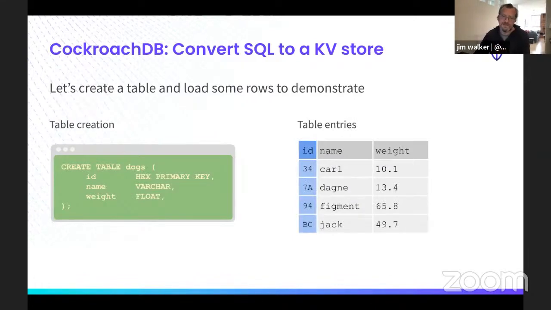Here's a table called dogs: ID, name, and weight. ID is obviously the primary key here. Here's a couple of entries, right? And so this is the old world relational. We still do the same thing. Underneath the covers, this is what Cockroach does.